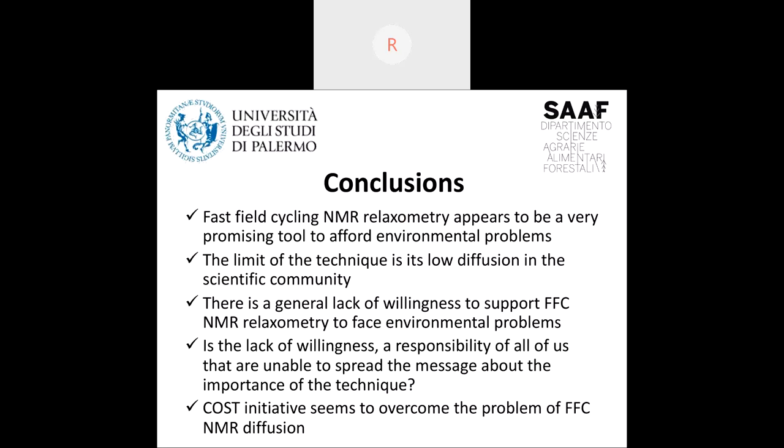NMR behavior. We also saw the quadrupolar dips that Danuta showed this morning, and we were able to associate the changes in the areas of the quadrupolar dips to the amount of nitrogen present inside the different nanosponges that we analyzed. So as you see, this technique can be applied very well in this environmental field.